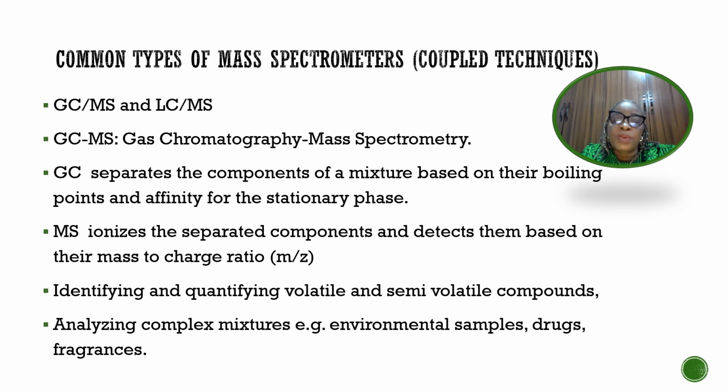The GC part separates the components of a mixture based on their boiling points and affinity for the stationary phase, while the MS part ionizes the separated compounds and detects them based on their mass to charge ratio, m/z, used for identifying and quantifying volatile and semi-volatile compounds. Analyzing complex mixtures, for example, environmental samples, drugs, fragrances, etc. It is very useful for forensic and pharmaceutical applications.